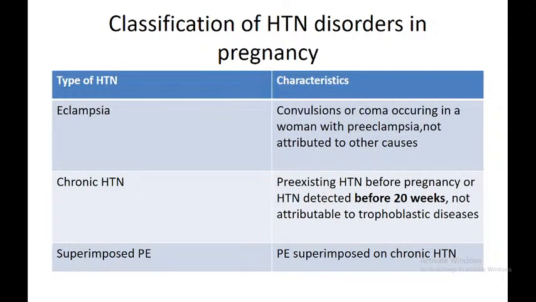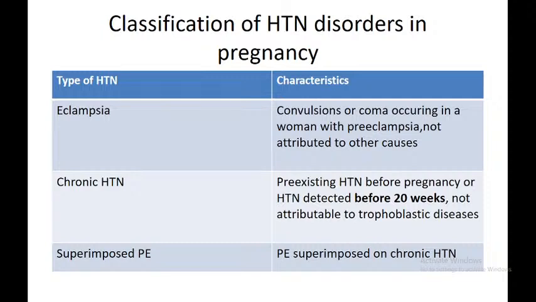And coming to eclampsia, it is nothing but the occurrence of convulsions or coma in a woman with pre-eclampsia, which is not attributed to other causes of seizures. So sometimes the causes of seizures could be anything. So it should not be because of the other causes. So it should be exclusive in relation to pre-eclampsia. So convulsions or coma occurring in a woman with pre-eclampsia, not attributed to other causes.